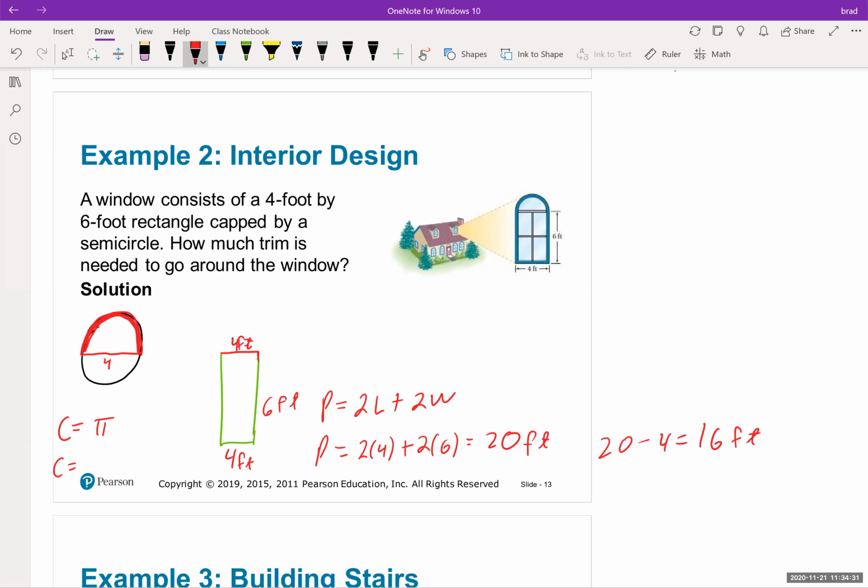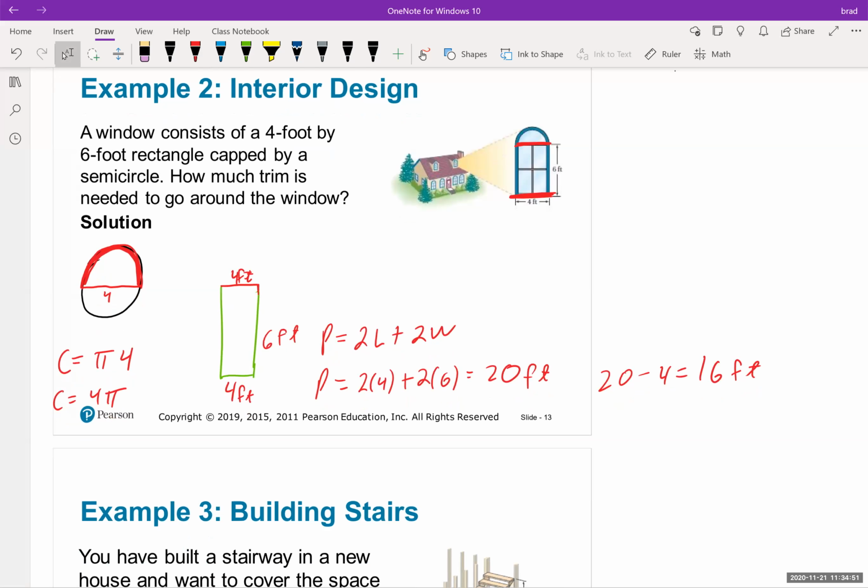We know that this is 4, because this is the distance across, and that has to match this distance over here. So I'm going to do pi times d, which is 4, so we just get 4 pi. Let me double check. They don't say how they want the answer, so let's use 3.14 for pi. So now we're going to do 4 pi.